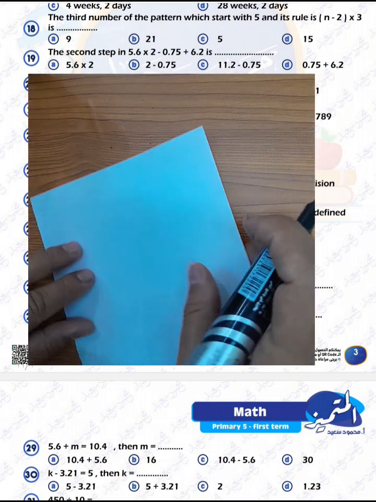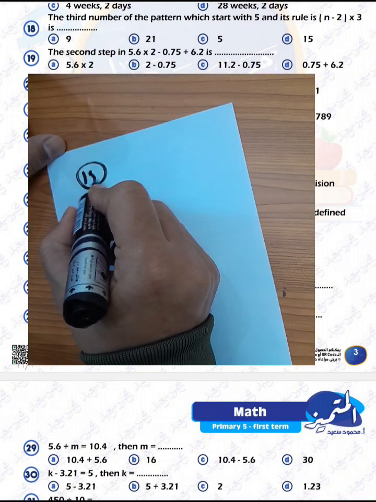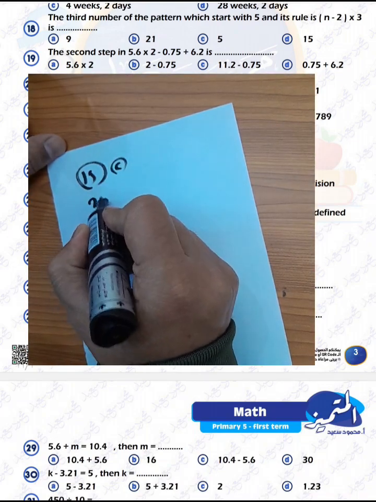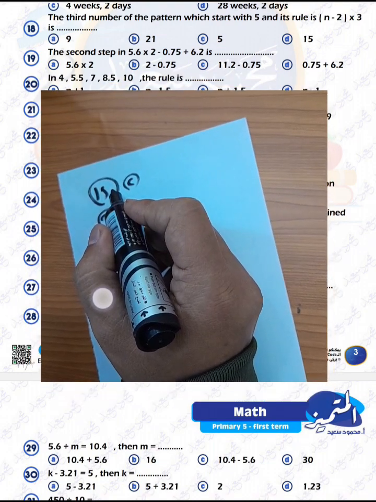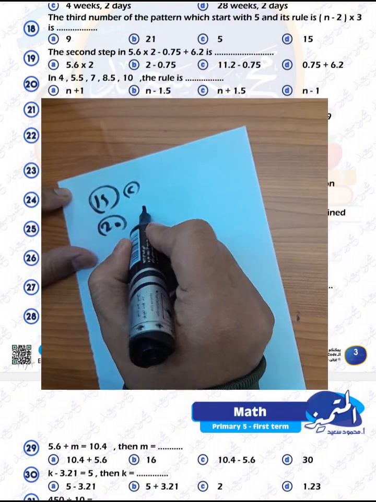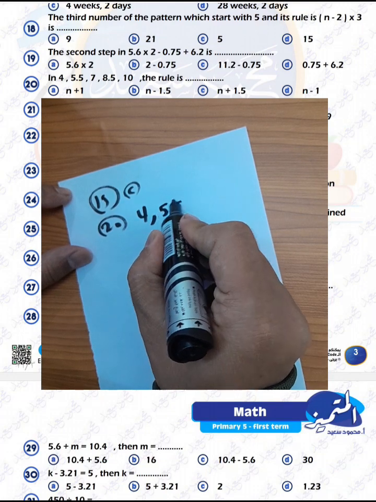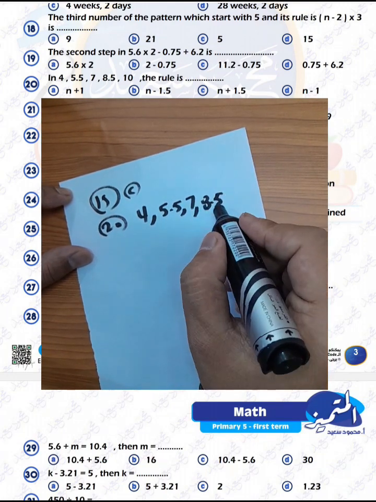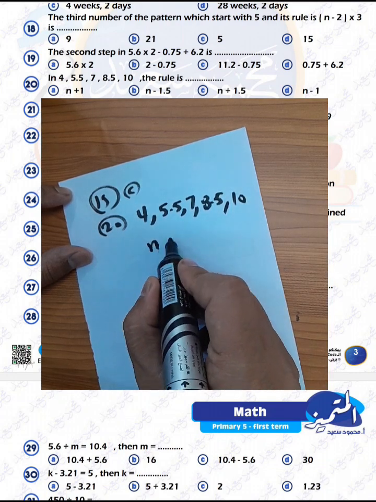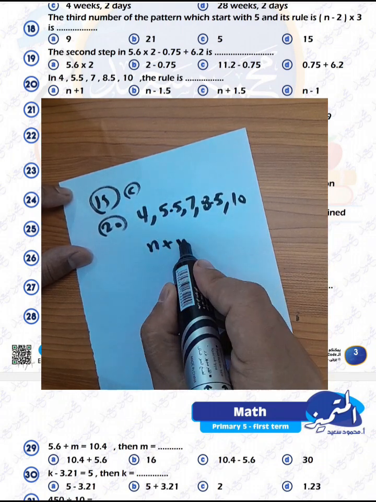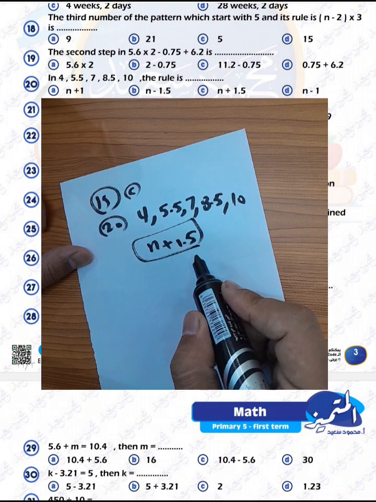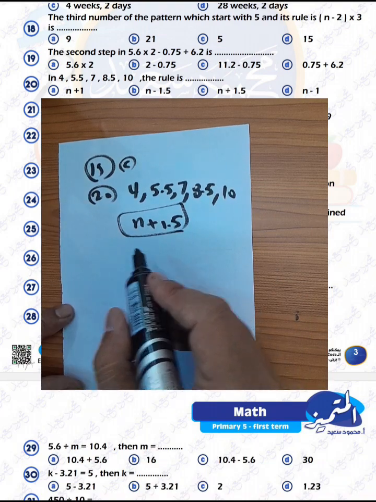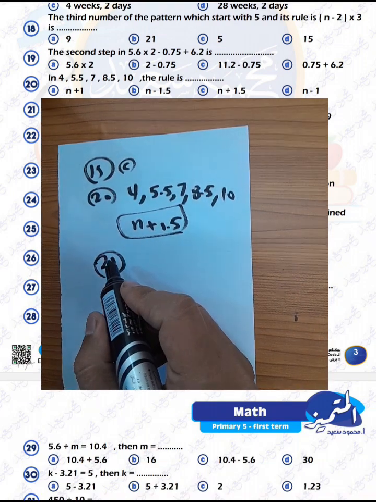Question 19, okay, letter C. Next question 20. 4, 5.5, 7, 8.5, 10. The rule here is n plus what? It adds 1.5. It's the rule n plus 1.5. It's the rule for this question. And then question 21.